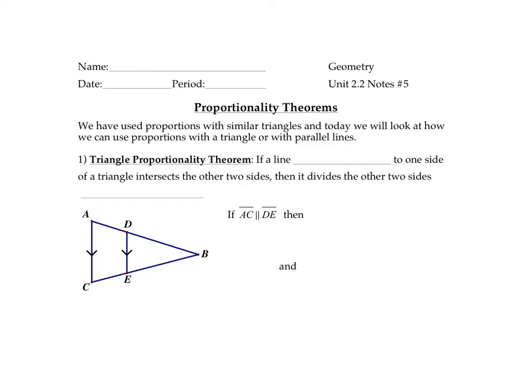So in our first example, called the triangle proportionality theorem, it states if a line parallel to one side of a triangle intersects the other two sides, then it divides the other two sides proportionally.